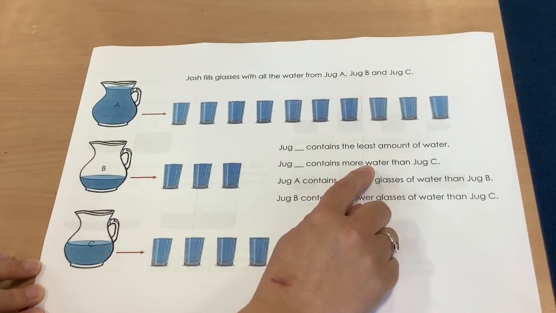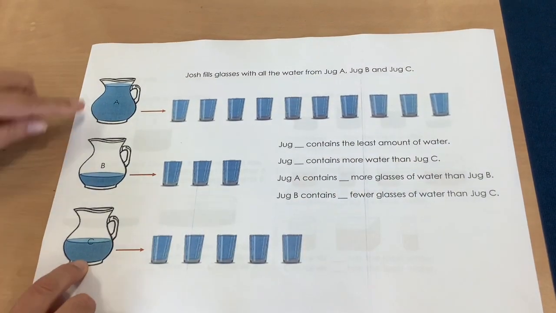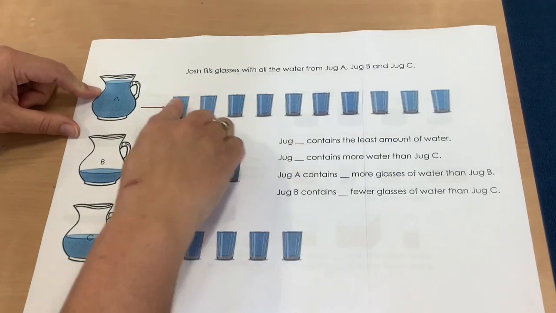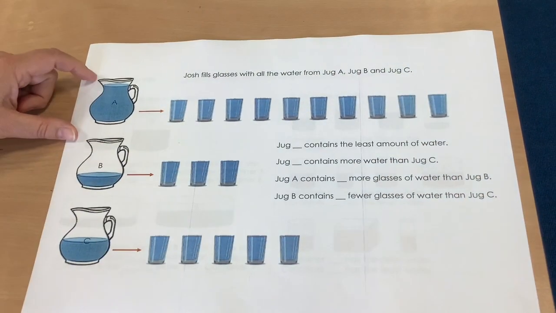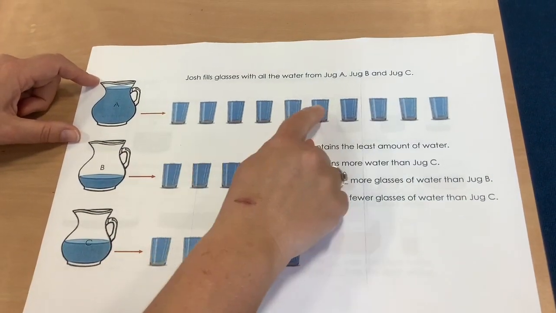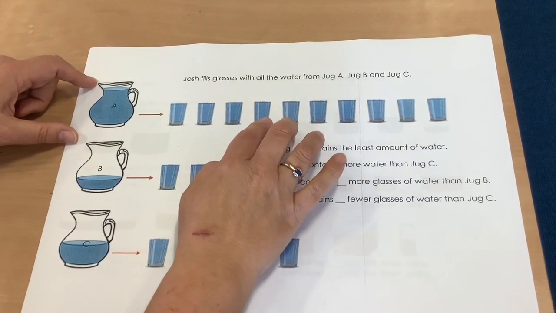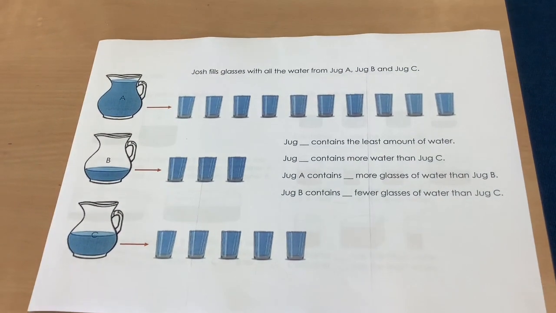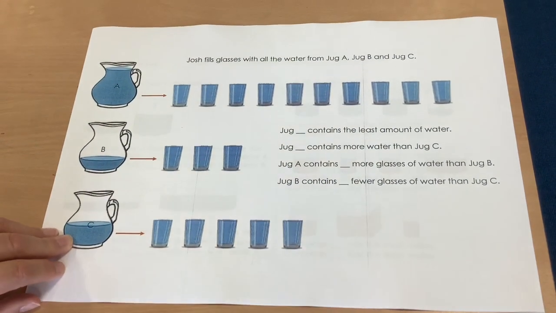So which jug has more water than jug C? Well, again, looking at it, we can see that it's A, but we can also count the number of glasses of water, and jug A has 2, 4, 6, 8, 10, 12. 10, sorry, 10 glasses of water, which is more than the 5 of jug C.